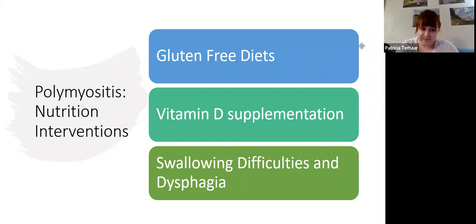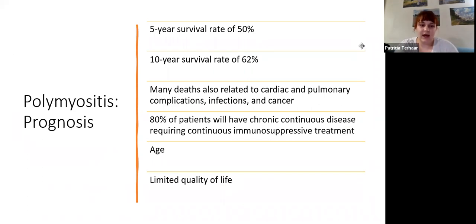And then there's also the nutrition intervention surrounding swallowing difficulties and dysphagia, and working with the patient on different textures and different food preferences. For prognosis, there's a 50% survival rate for 5 years, and then a 10-year survival rate of 62%. Many deaths of polymyositis are related to cardiac and pulmonary complications, infections, and cancers.